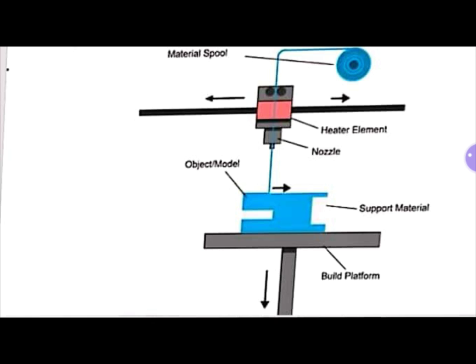So here in this process we require supporting material sideways, that is in a vertical direction. As usual, the build platform can be lowered down and it can be made to move in two different directions.